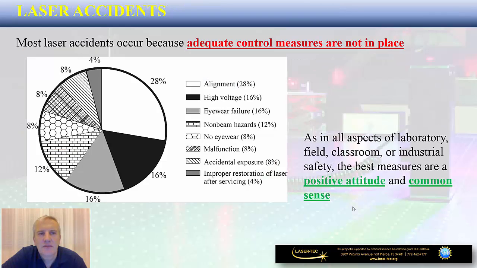These slides present a little bit of statistics related to laser accidents. We can see different types of laser accidents and different causes of laser accidents. We can also see that most laser accidents occur because adequate control measures are not put in place. And as a general statement, as in all aspects of laboratory, field, classroom, or industrial safety, the best measures would be a positive attitude and common sense.